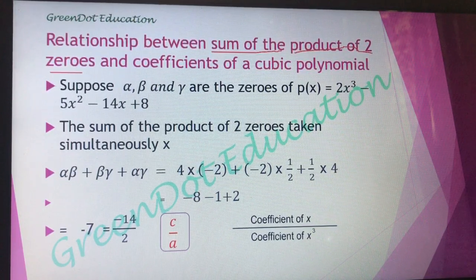With this we come to the end of our third section of polynomials, and from the next video we are going to start with the last topic of this chapter, that is the division of polynomials. Till then I will send you some extra examples to solve for your exercise, that is exercise 2.2 and question number 2. So complete it and send it to me.